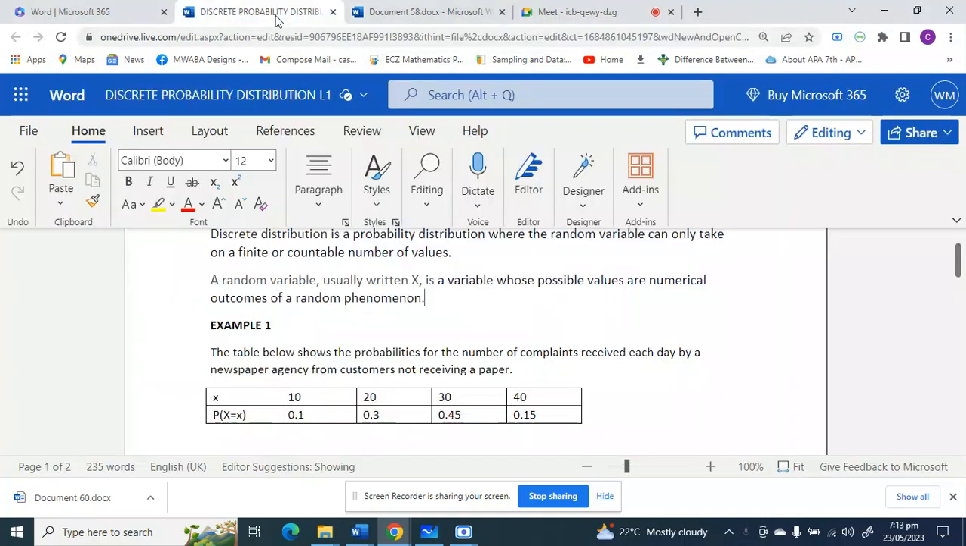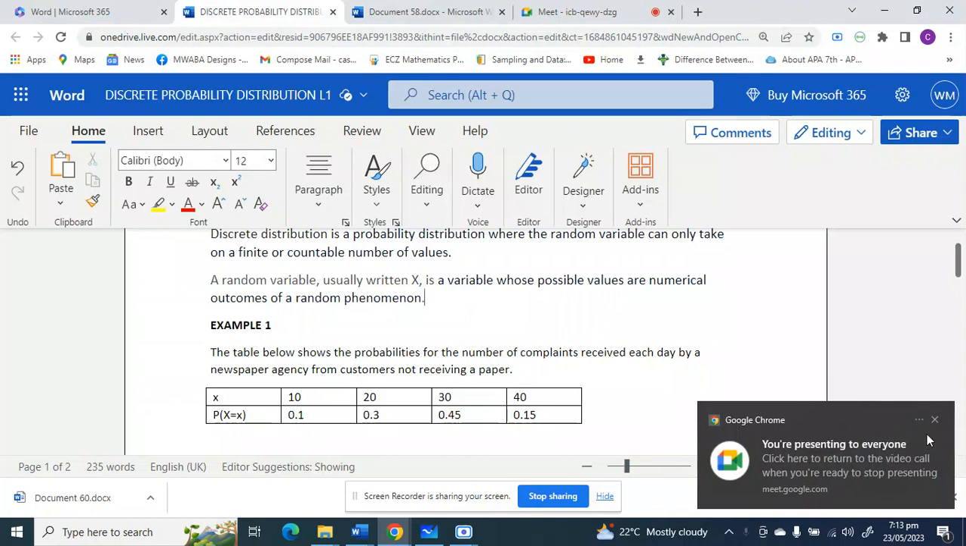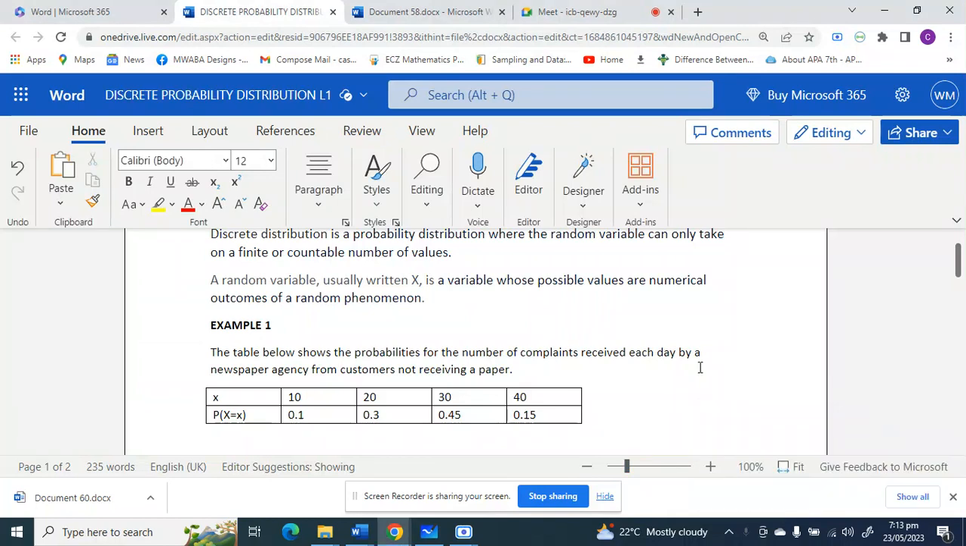All right, so we're just reviewing this question which was done last week. So you already see answers that have been calculated, but I just want you to get the main concept. All right. So we have a question here. It says the table below shows the probabilities for the number of complaints received each day by a newspaper agency from customers not receiving a paper.